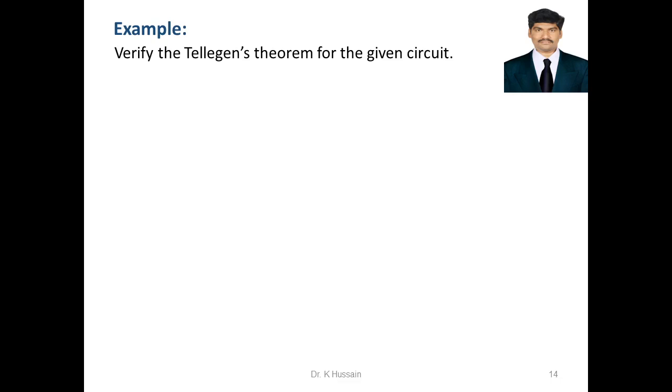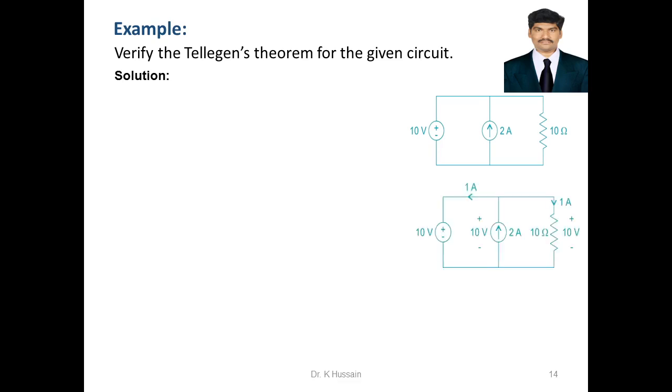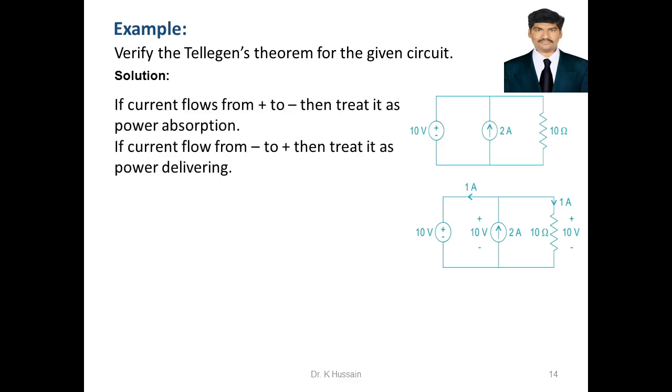Verify Tellegen's theorem for the given circuit. This is the electrical circuit given, with two sources. One is a voltage source, another one is a current source, with one resistance. Now we should not disturb this. The only thing is you have to find the voltages and currents in each branch and then the product. After finding the product, just see the summation.